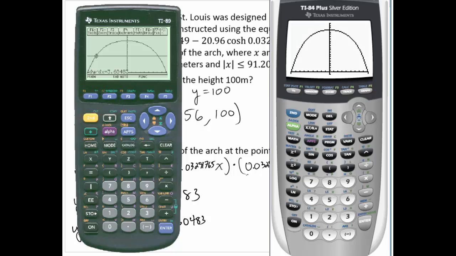We can do something similar on the 83 or 84 calculators. If I bring up the 84, second calc, dy/dx, and again type in the x value, negative 71.56, hit enter, and we get a similar value.